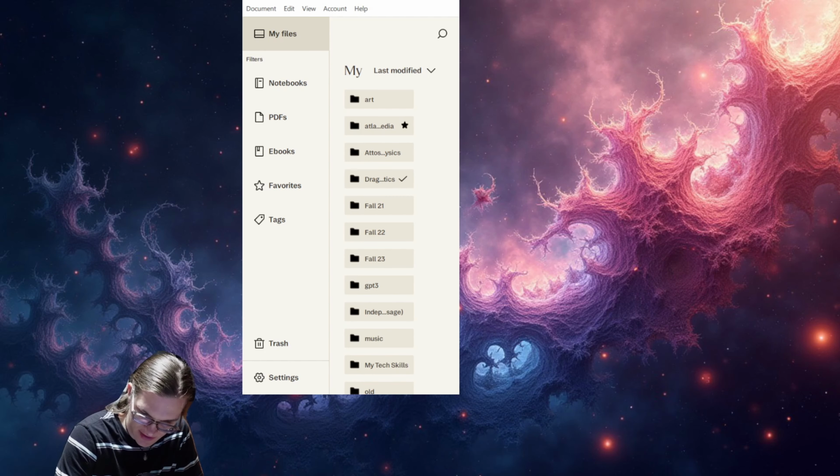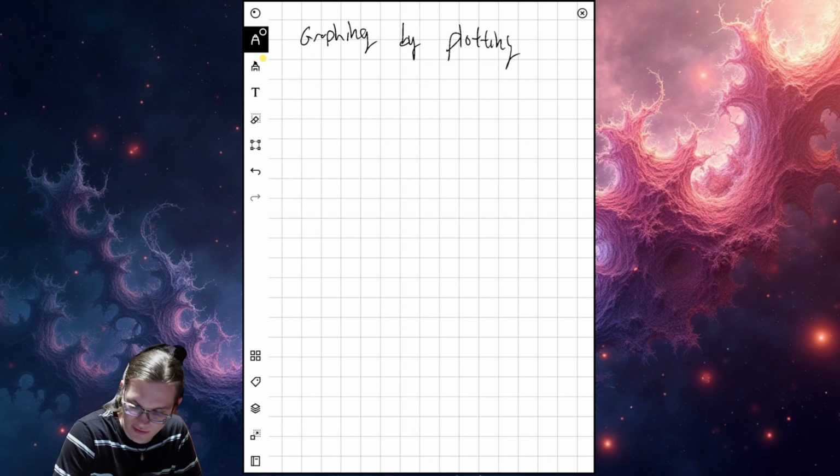So, graphing by plotting. I feel like my handwriting's gotten worse today. You can let me know based on previous videos, is my handwriting worse?